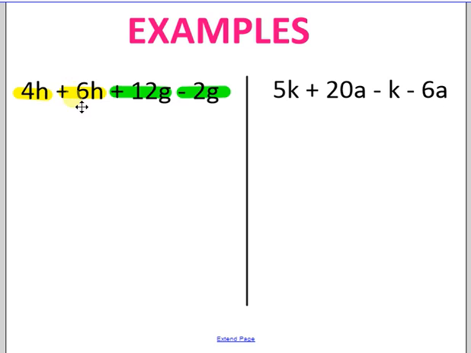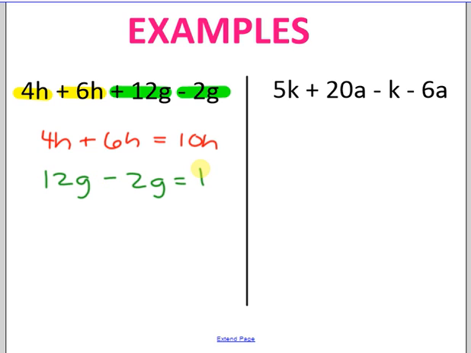So 4h plus 6h, that's going to be 10h, okay? Then do the next one. We have 12g minus 2g, that's 10g, okay?